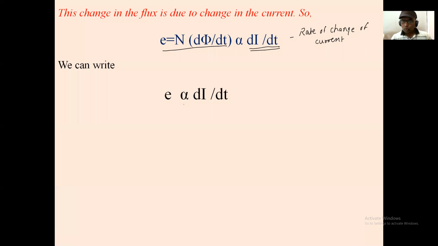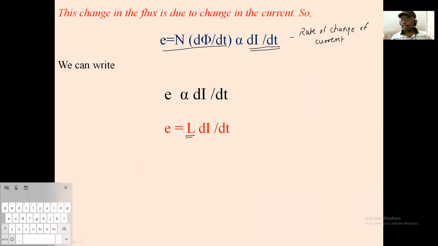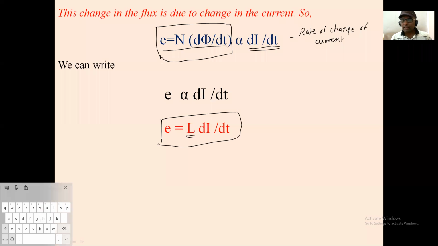And now when I want to replace this proportional sign, we can replace it with a proportional constant, and this proportional constant is nothing but the self-inductance. It can be denoted by L, capital L. This is the self-inductance here. Get it my point? So this is another equation. Now you observe here, the first equation is E is equal to N dφ by dt and E is equal to L di by dt.